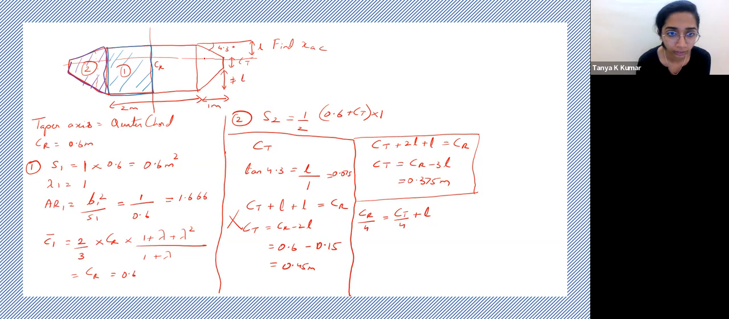So what it essentially says is, just draw that. This small distance is CT by 4 because it tapers about that axis. And this distance is CR by 4. So CR by 4 equals CT by 4 plus L. Does that make sense?